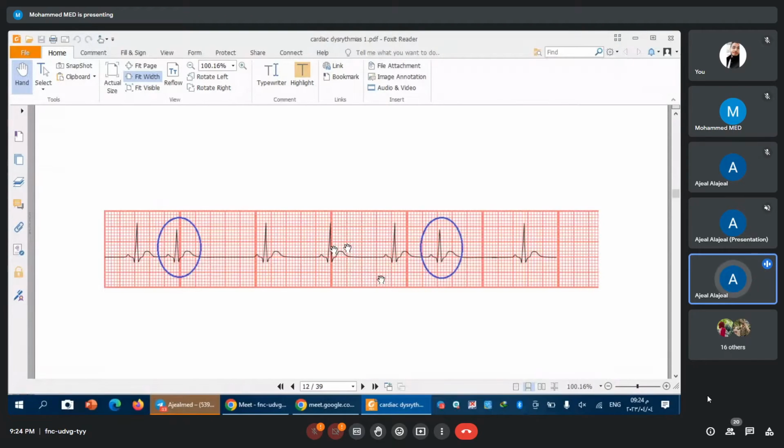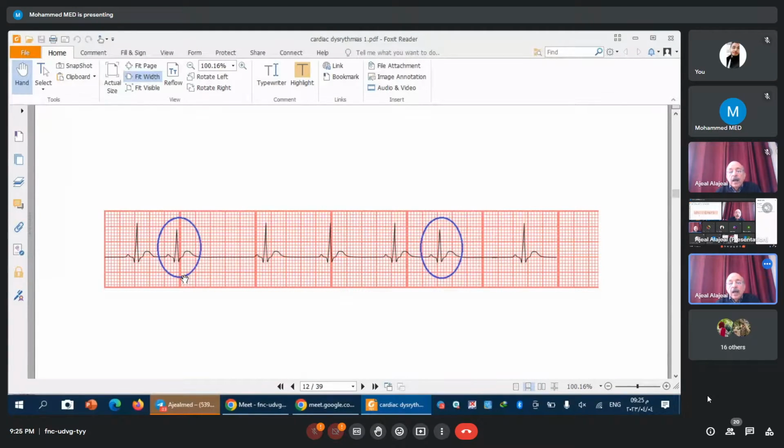This slide shows atrial ectopics, and how do we differentiate atrial ectopics from ventricular ectopics? Atrial ectopics have a normal configuration: a normal QRS, a normal P wave, a normal PR, a normal T wave, as you see here. For example, this one is quite normal, and this one is quite normal as well. The ventricular ectopic is different.